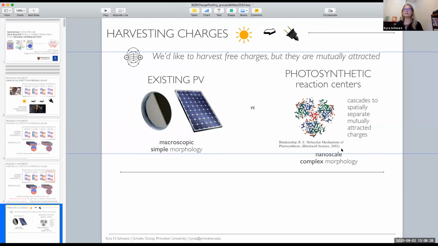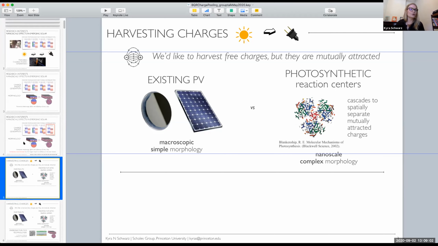So the contrast here is really that in photosynthetic reaction centers, where positive and negative charges are separated, we have a really complicated nanoscale structure of chromophores arranged in this particular way. And you actually get an energetic cascade that's able to spatially separate mutually attracted charges. And it does this with almost perfect quantum efficiency. So this real complexity is a good thing in this system, and it's really kind of amazing how this works.